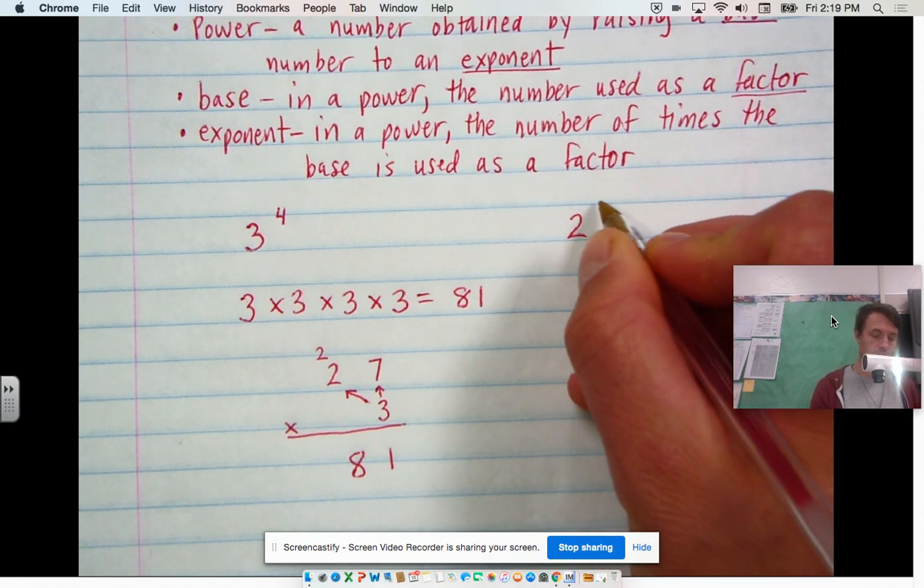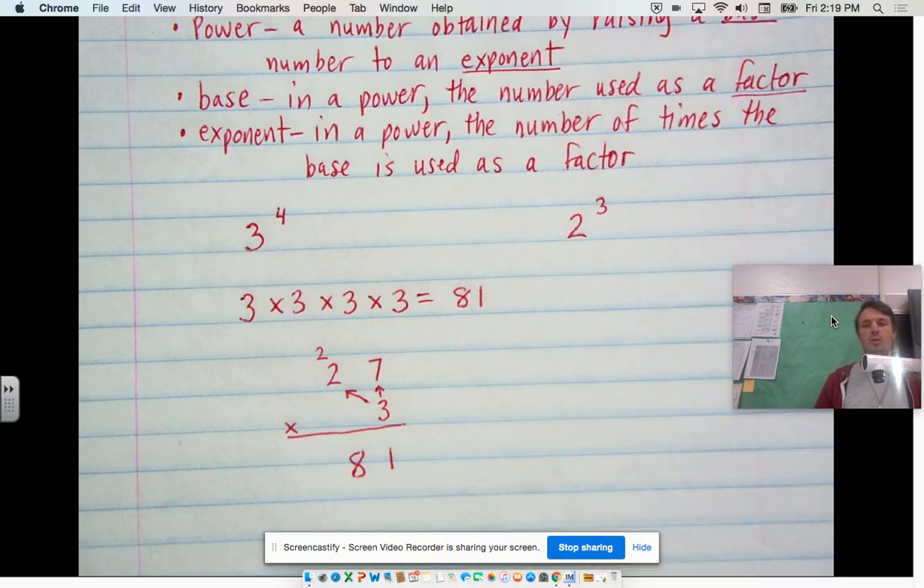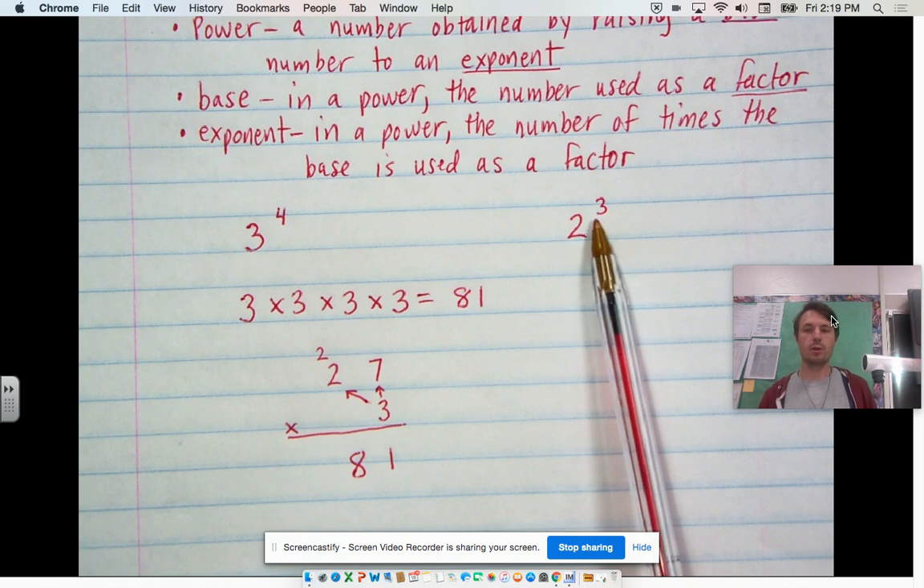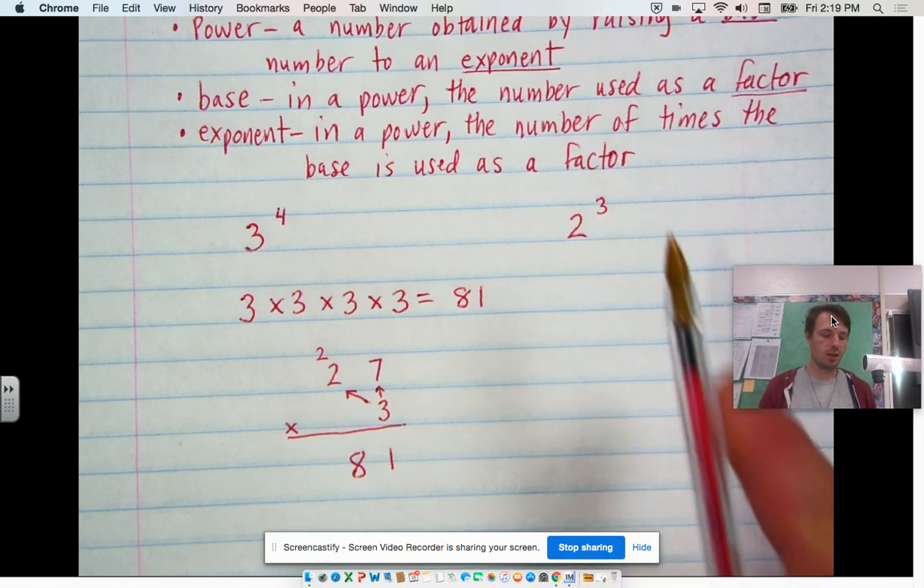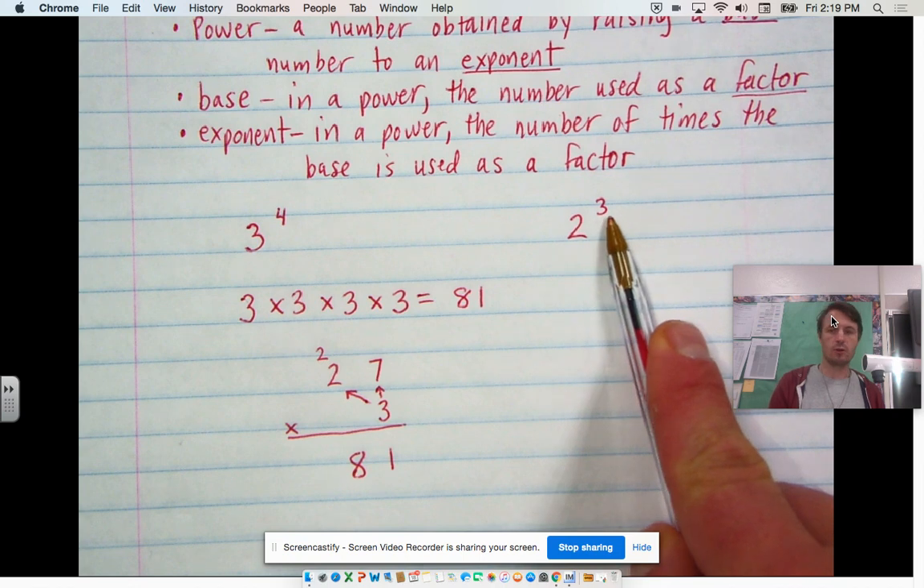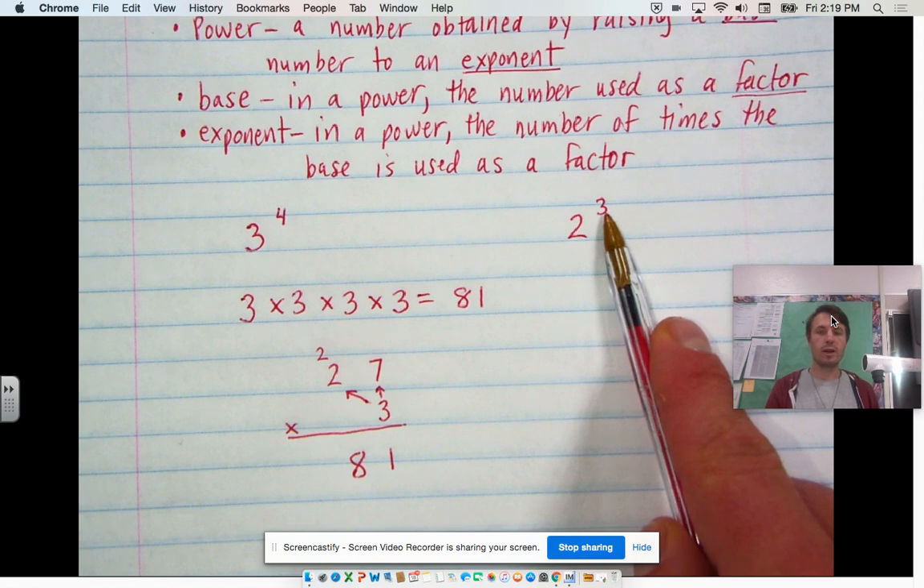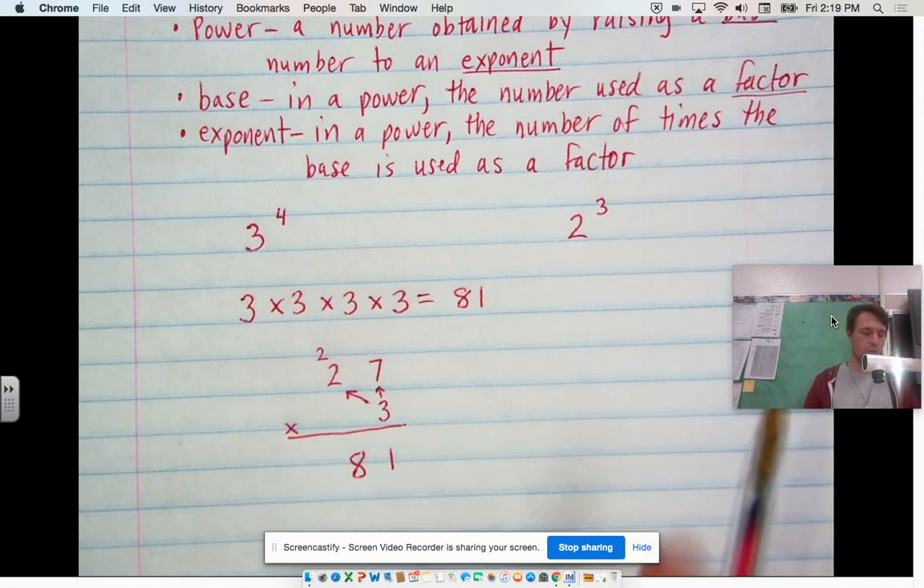Let's do 2 to the third power. And a quick aside, when we raise something to the third power, we say it's cubed. So we don't actually say 2 raised to the third power. You can say it like that. It's not wrong, but the better way to say it is 2 cubed. When we raise something to the third power, we say it's cubed. Don't worry about why yet. Just try to remember that when something's raised to the third power, we say it's cubed.